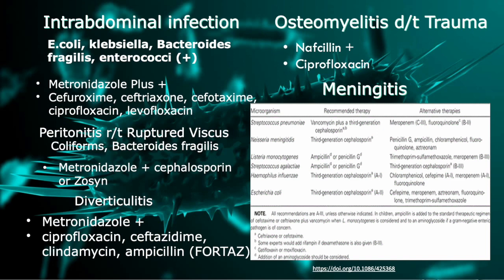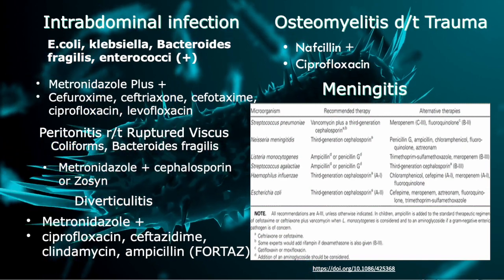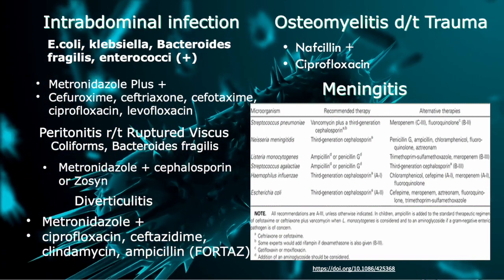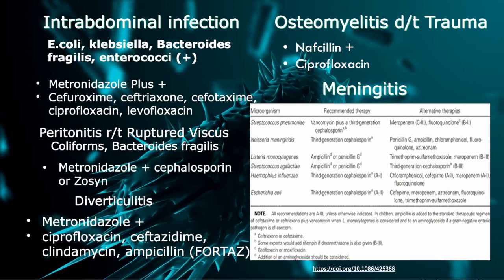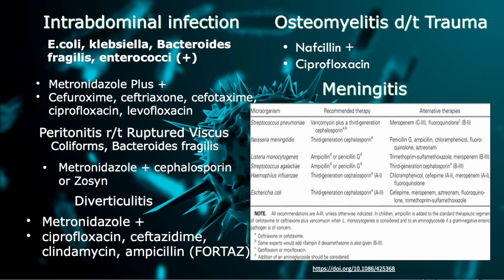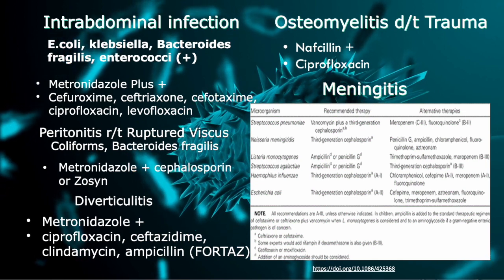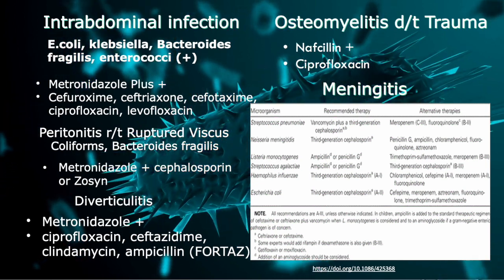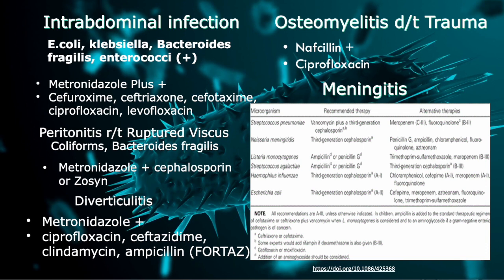Next, we have our intra-abdominal infections, which usually have the bacteria E. coli, Klebsiella, Bacteroides fragilis, and enterococci. So we want to use a metronidazole plus a cefuroxime, ceftriaxone, cefotaxime, ciprofloxacin, or levofloxacin. For peritonitis with a ruptured viscus, you're going to see bacteria such as coliforms and Bacteroides fragilis, and metronidazole plus a cephalosporin or Zosyn is appropriate for this type of infection.